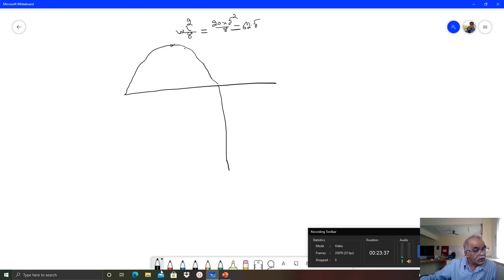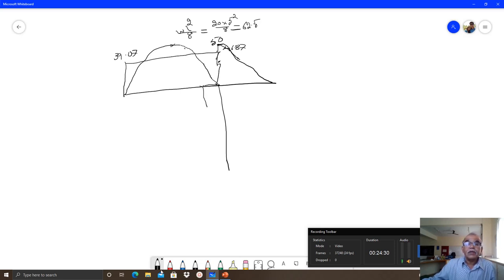Now due to end moments, it is minus 39.07. And here it is 50. This is 46.87, this is 39.07, and 50, it will go like this, straight line. That is 50, and this will be 3.13, and this will be 1.6. This is the bending moment diagram.